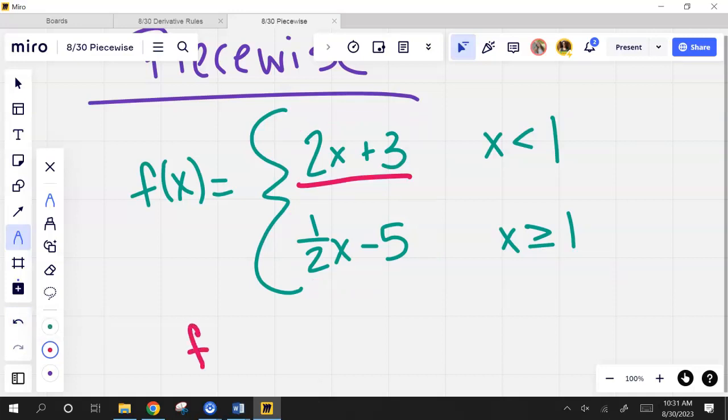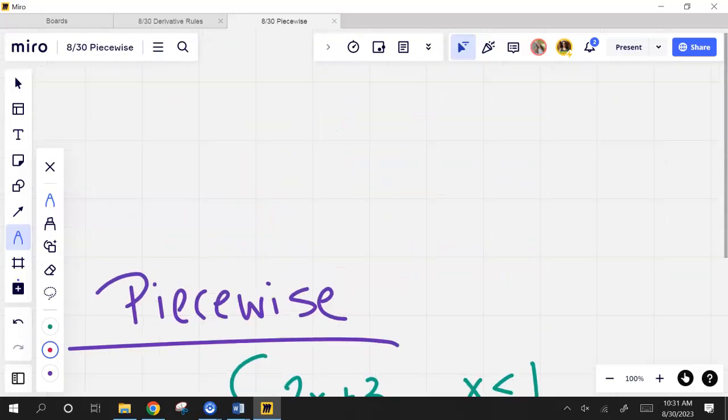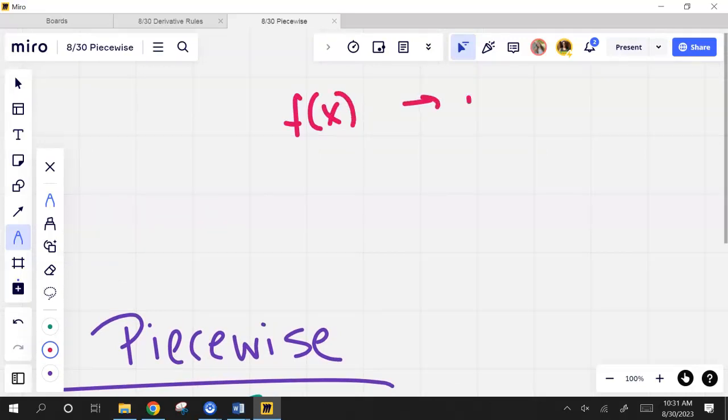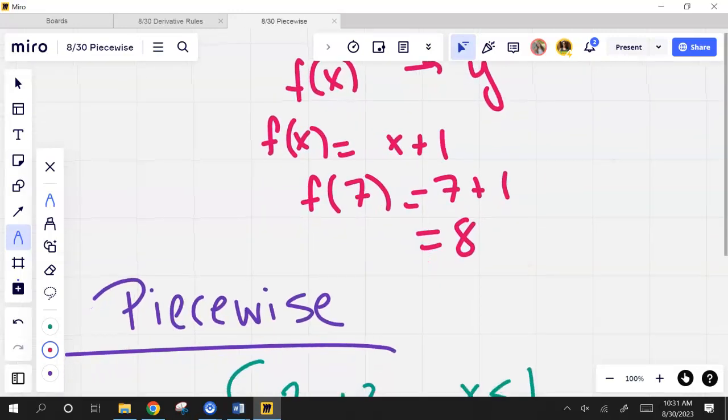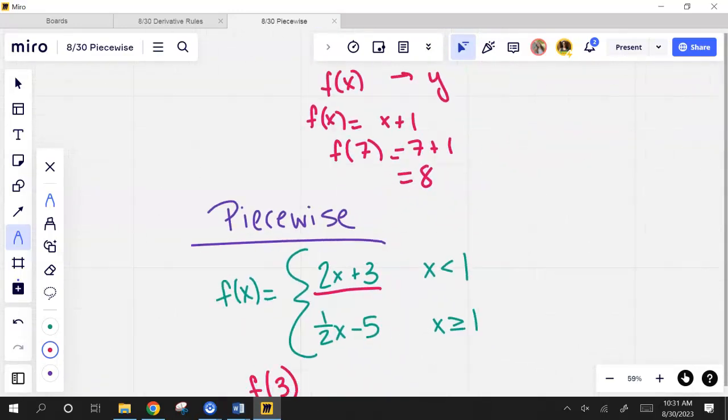What if I asked you, what is f of 3? When x is 3, what is the y? You have learned function notation before, yes? F of x is the same thing as y. So if I have f of x equals x plus 1, and I said, what is f of 7? Well, it's just 7 plus 1, which is 8, right? Okay, I just want to make sure you got that.